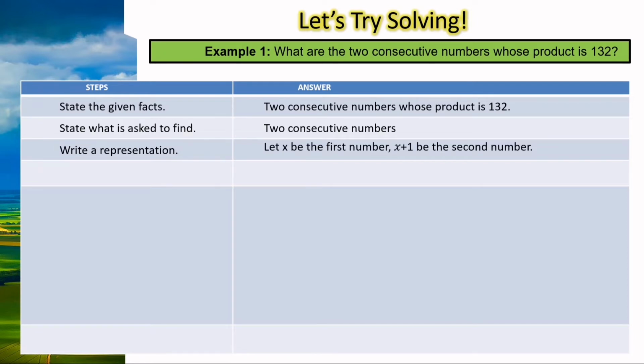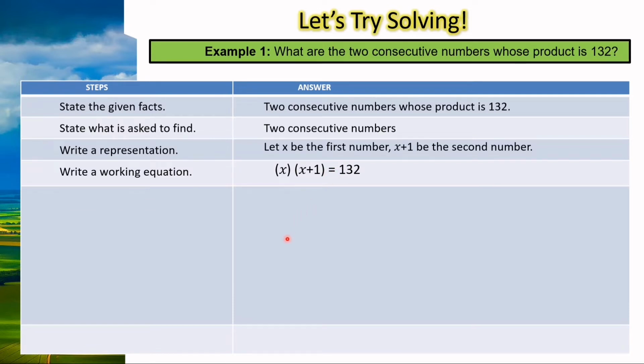Exactly. To get the succeeding number, given a certain number, you have to add 1. Very good. So write a working equation. This time, you will make use of your representation to write your working equation. So you have x times x plus 1 is equal to 132. Is this correct? Of course this is. So we make use of this parenthesis to indicate the operation multiplication and equate it to 132.